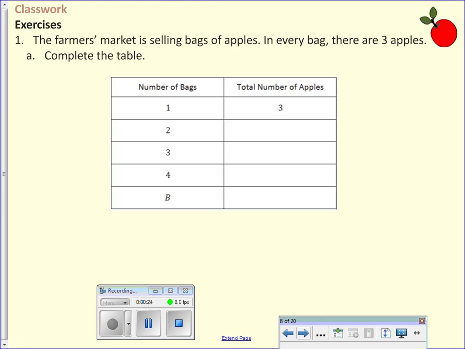So let's take a look at number 1 in your module, page 89. Please put today's date on top of the page and we can get started.